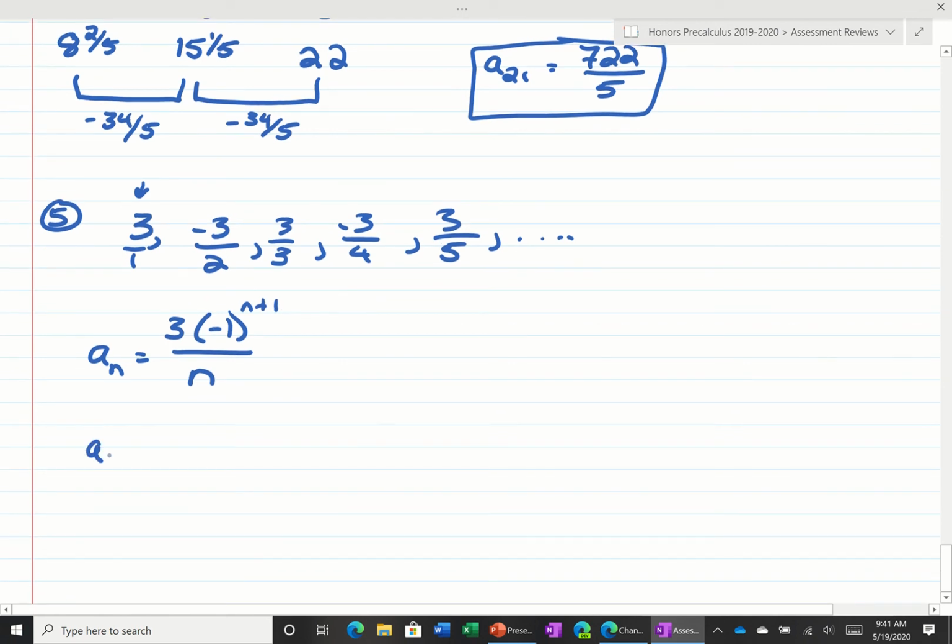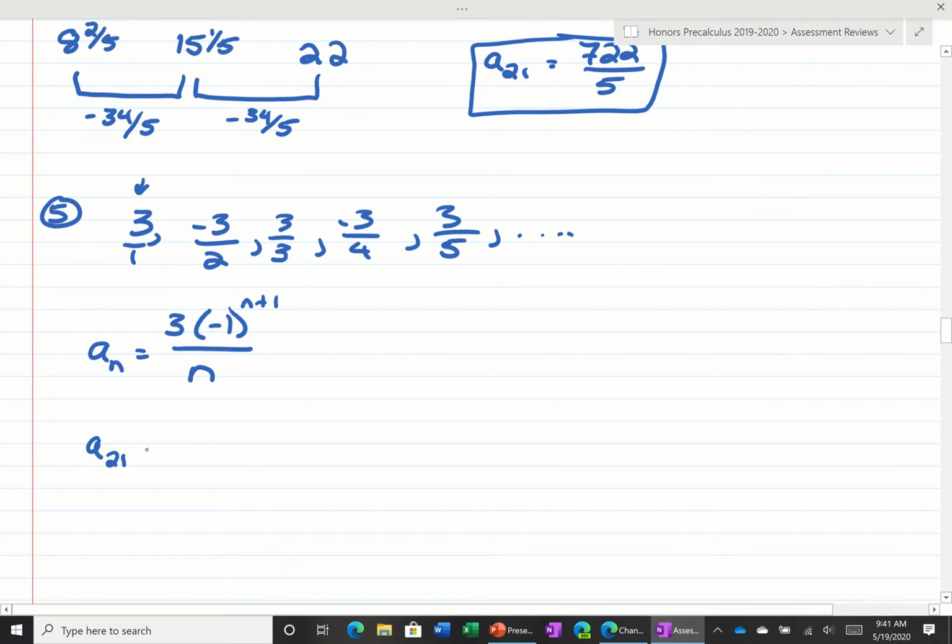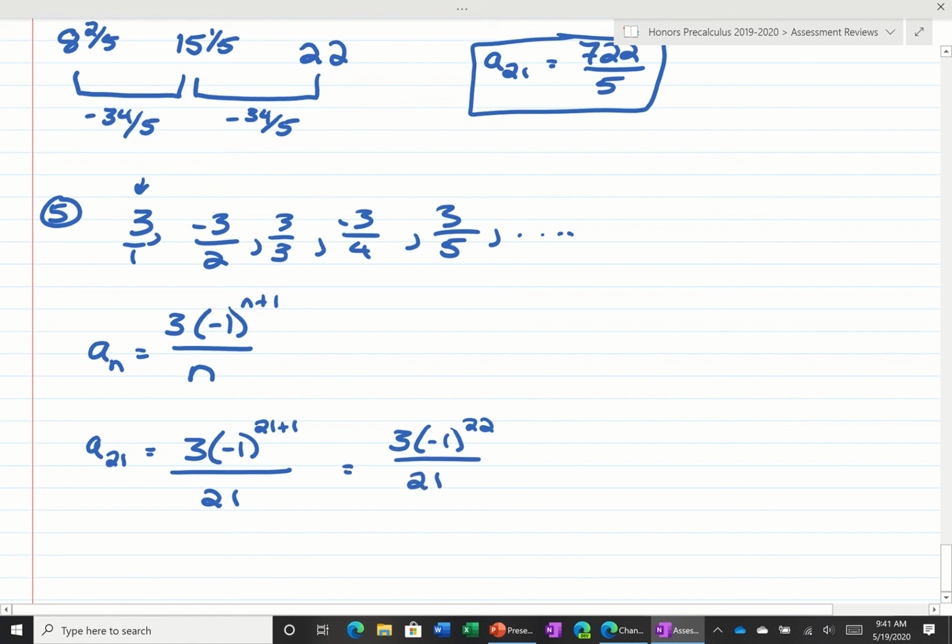So as far as the 21st term, the 21st term would be 3 times negative 1 to the 21 plus 1 power over 21, which would be 3 times negative 1 to the 22nd over 21. Now negative 1 to an even power is positive, right? So negative 1 squared is 1, negative 1 to the 4th is 1, negative 1 to the 22nd is 1. So the answer would just be 3 over 21. And that takes care of the quiz.